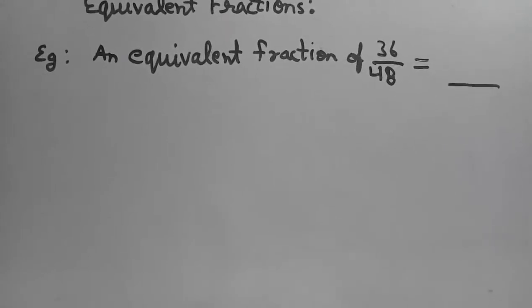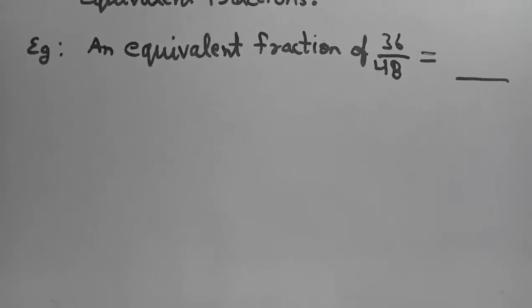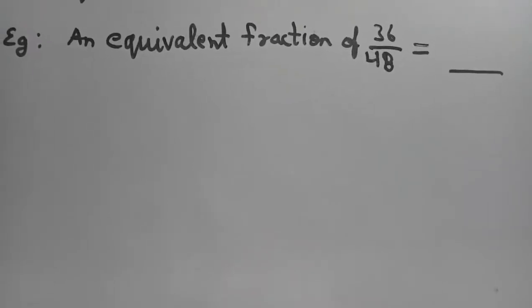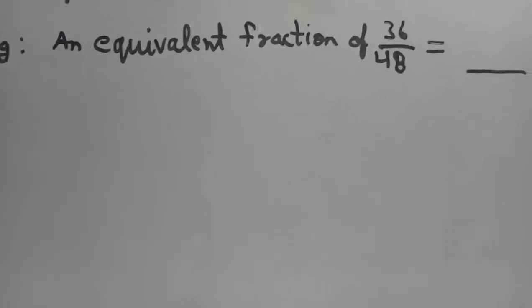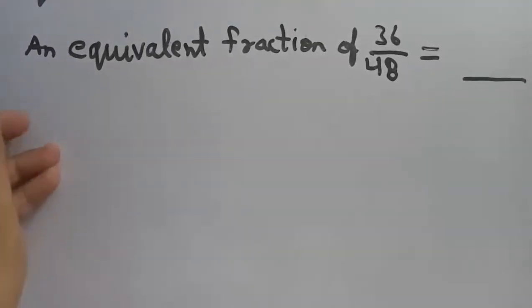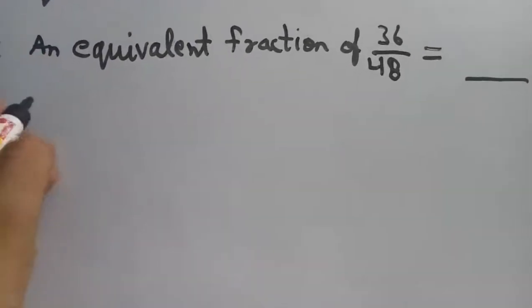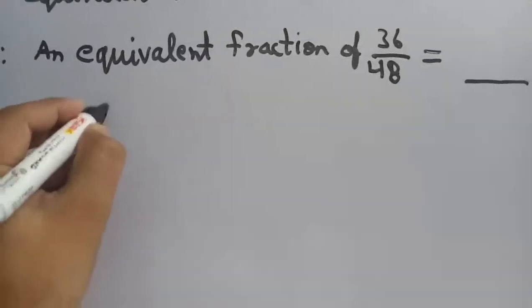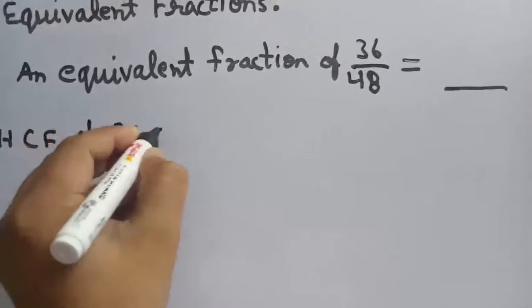So student, another example is to find an equivalent fraction of 36 upon 48. These are large numbers, 36 and 48. So this is based on division. First find the HCF of 36 and 48.